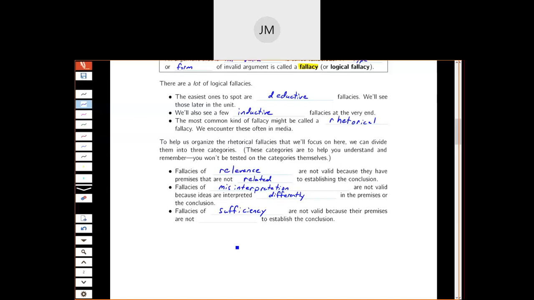These are not valid because the premises are not enough to establish the conclusion. Okay, so maybe they're connected to the conclusion, and we're not misrepresenting anything, but they might not be enough to give you the conclusion.